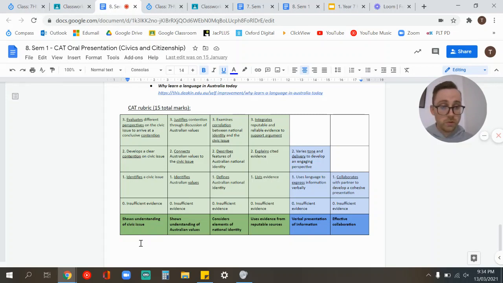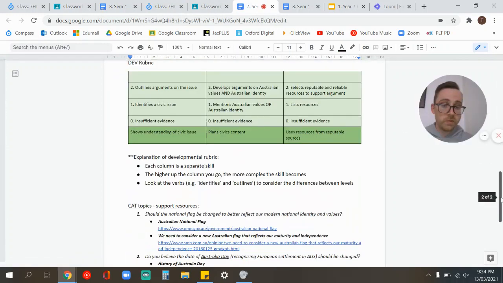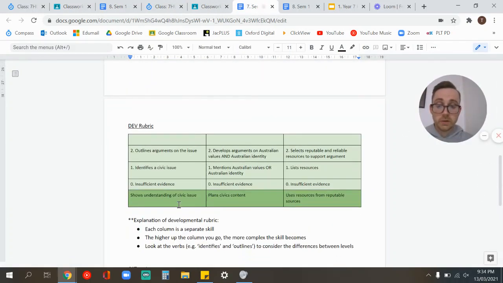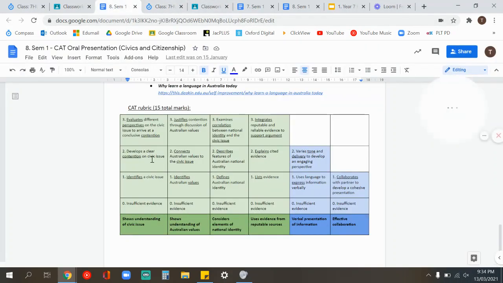So the first criterion you're being assessed on, understanding of the civic issue, very similar to the dev. If you guys remember looking at the dev rubric, we've modeled it off that. So understanding of civic issue, surprise, surprise, you're getting assessed on the dev and the same thing as the CAT. So identify, I've just kind of listed it. Develop a clear contention. So if I've identified my issue and I've got a clear opinion, a clear point of view. Evaluate, that's a higher order skill where I'm analyzing for and against equals my contention.